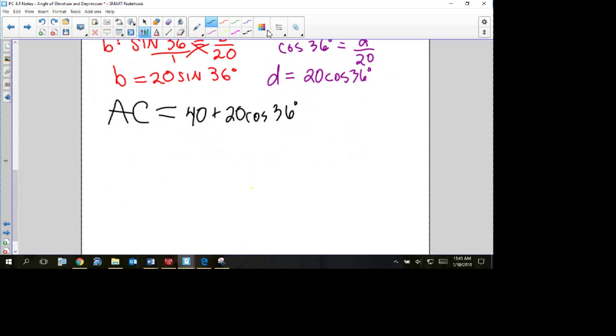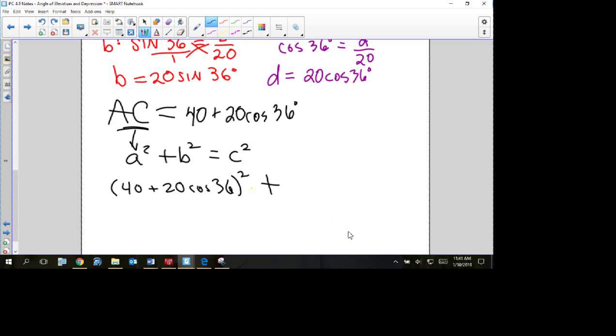I'm going to be using the Pythagorean theorem, a squared plus b squared equals c squared. My a squared is going to be AC. So that's going to be parentheses, 40 plus 20 cosine 36, squared, plus my b, which is my b up there, 20 sine 36, squared. And that equals c squared.